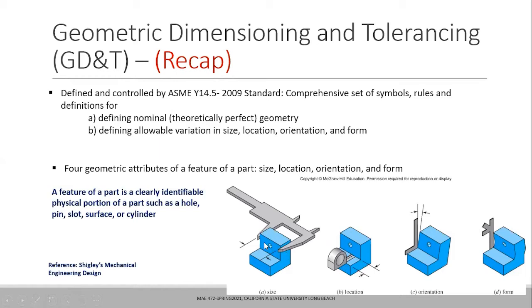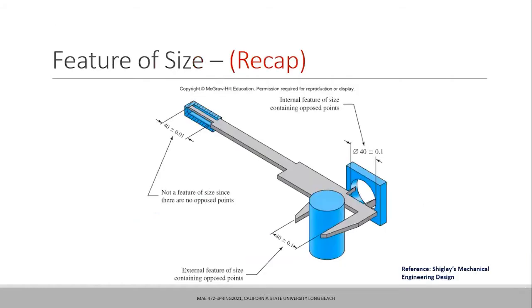Here, we call this dimension a feature of size, which just represents the size. It does not require any datum plane or datum references. We will discuss more about datums in a short while, but here I just want to make sure that you understand what a feature of size is and what a locating dimension is. So that's what I was mentioning here.